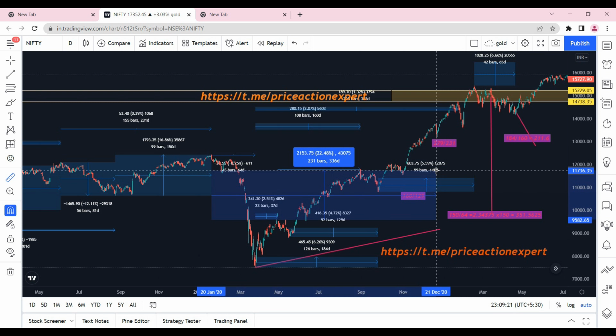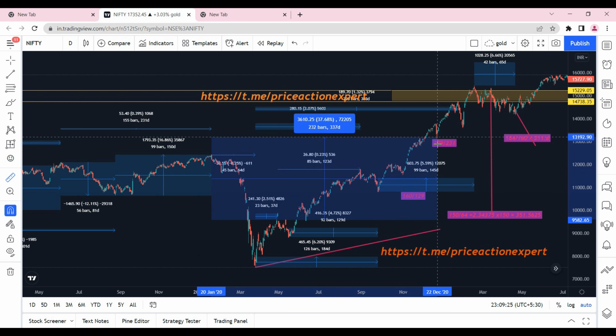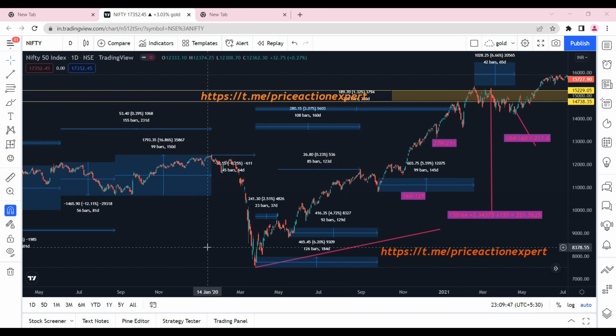336 days, 337 days. You can see the market has formed a low here exactly on that date. So I'm going to keep doing this in many places. I know the reason why I am starting at a certain point and ending at a certain point. That I will not reveal; you will have to work it out.